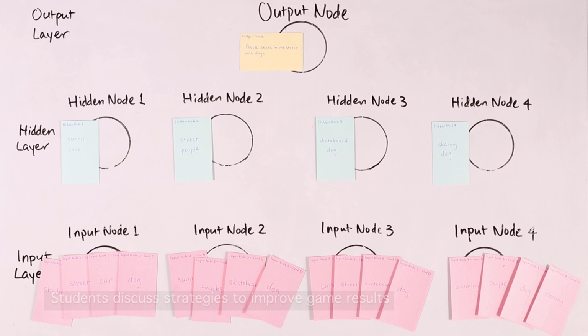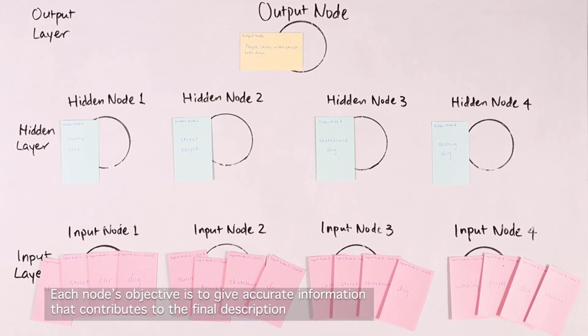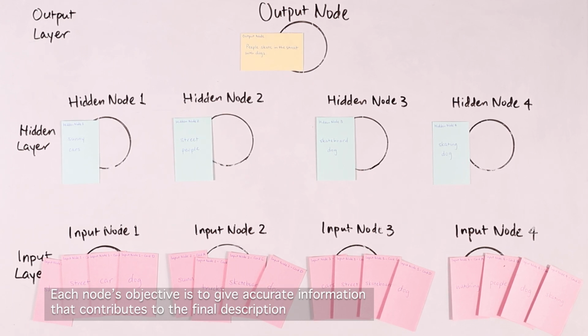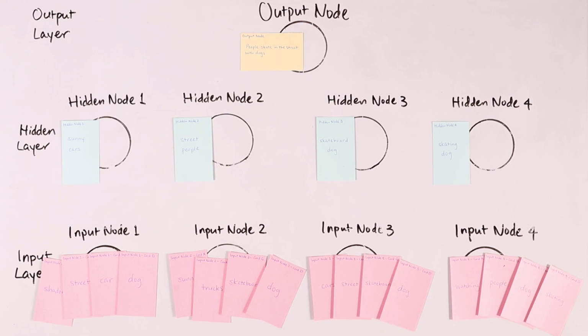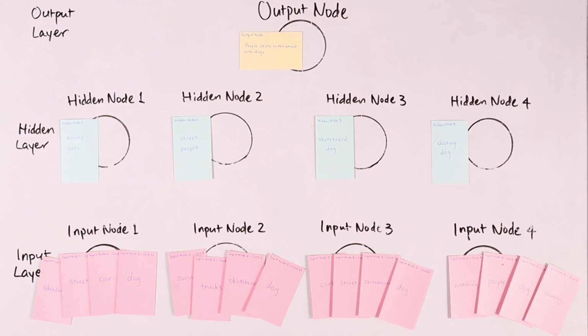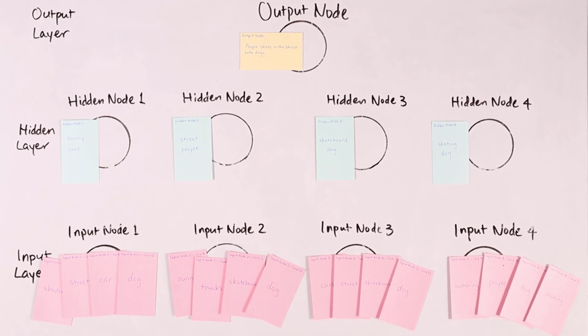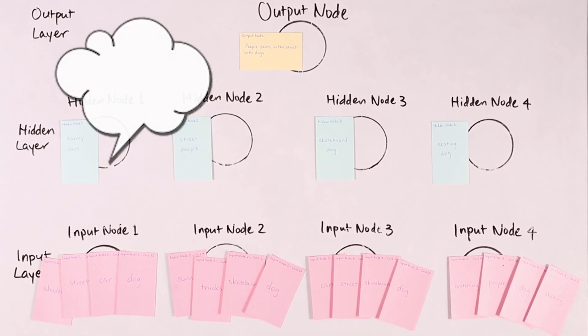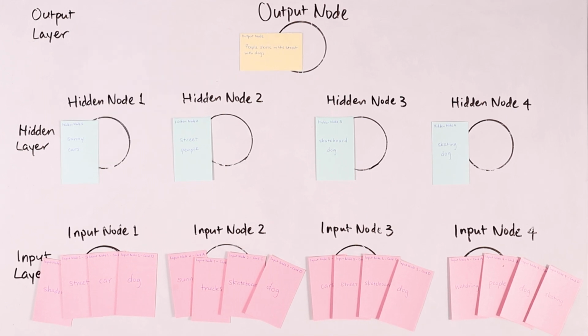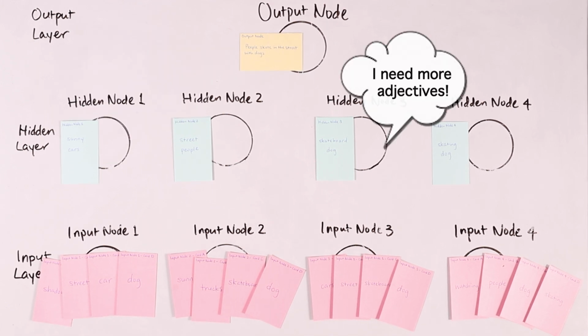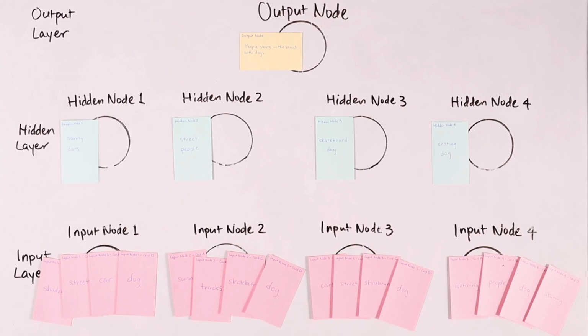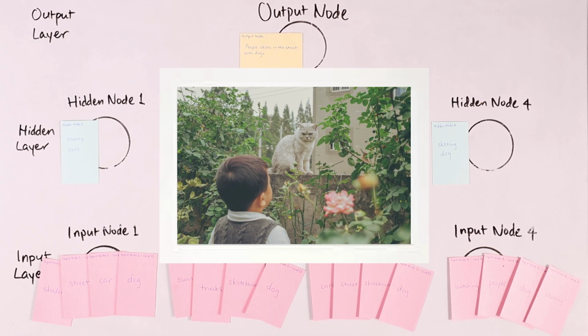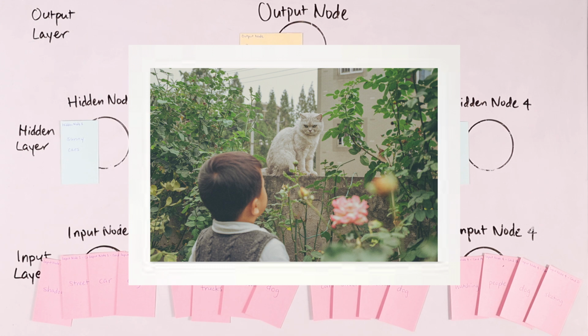And here's where the learning in machine learning comes in. Note that each node's objective is to give accurate information that contributes to the final description. So if I were an input node and none of my words were chosen, maybe I should think about how to improve my process. For example, if I were a hidden node, maybe I would say to my input nodes to get more specific, or I need more adjectives. Now the students have gotten feedback. Play the game a second time to see if we can get better.